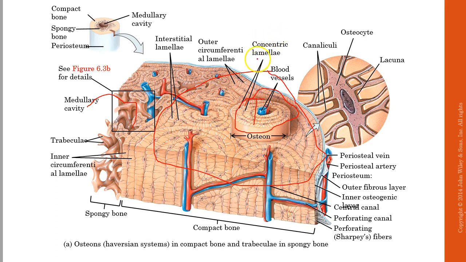Okay, the lamellae are those concentric rings of calcium and phosphorus deposits, the matrix secreted from the osteoblasts.